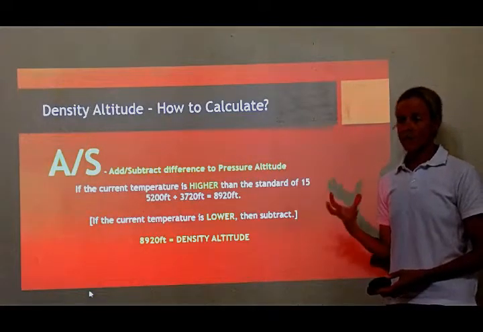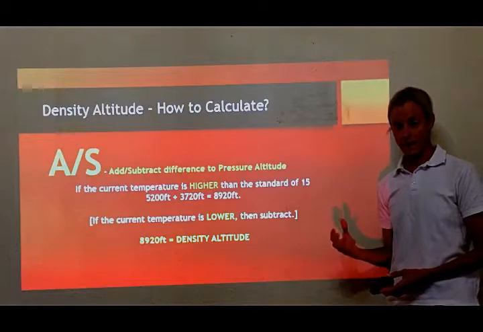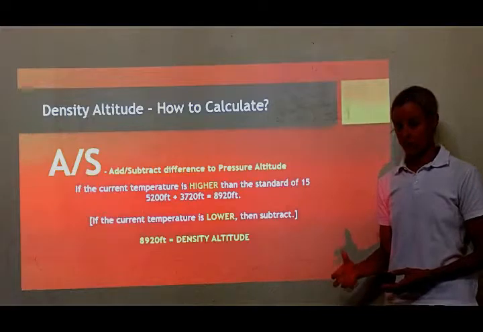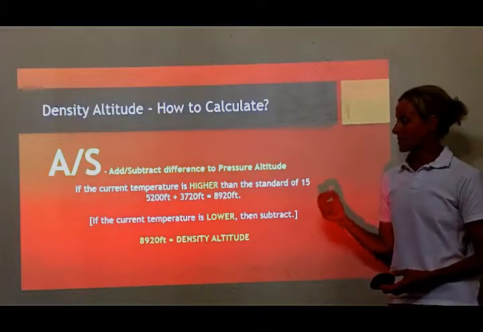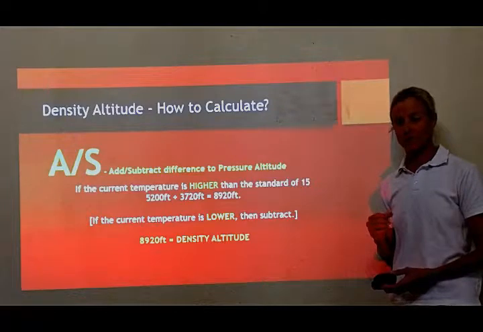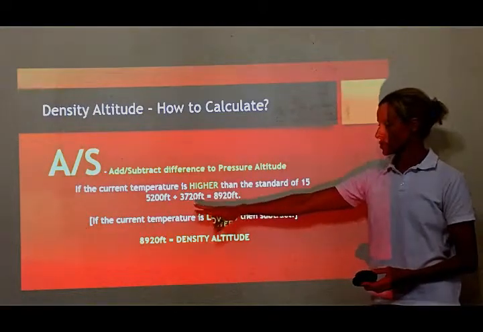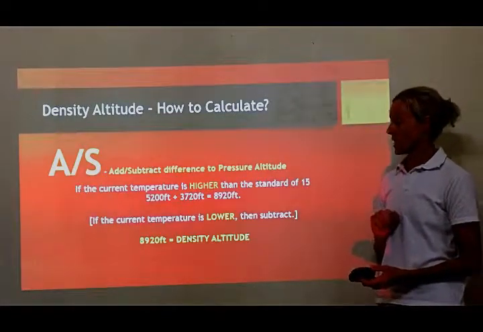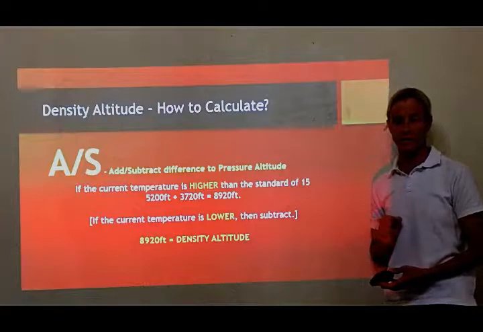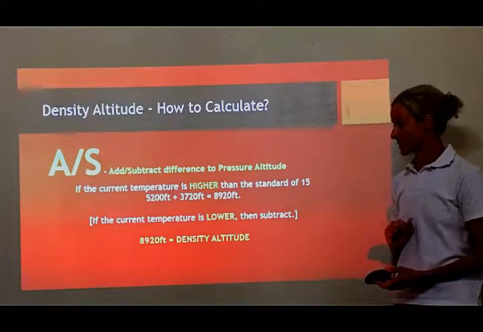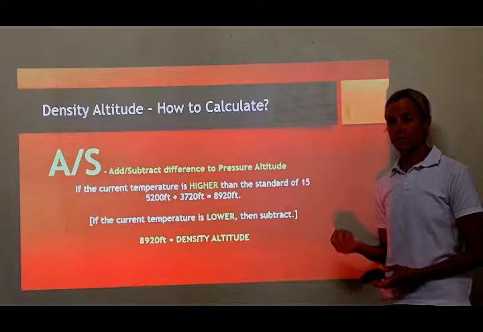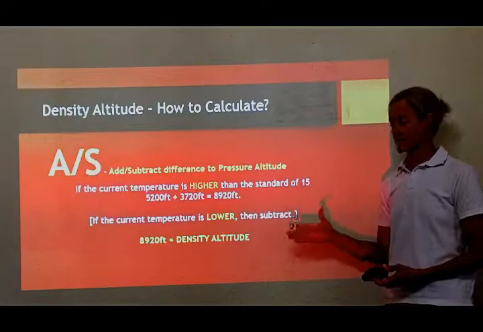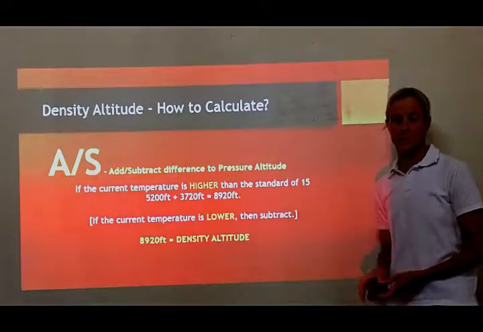Now, if the current outside air temperature is higher, this will always be detrimental to our flying conditions. So we will add the 3,720 to our original pressure altitude of 5,200 feet, which gives us an answer of 8,920 feet as our density altitude. In the case where our temperature is actually lower than the ISA, then you would subtract it. As I said, colder temperature is likely to be less detrimental.